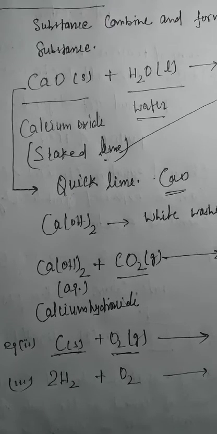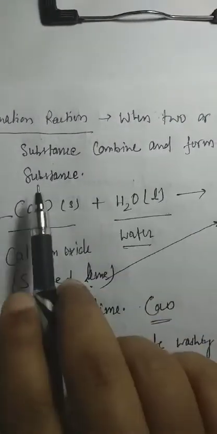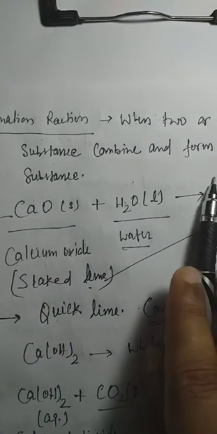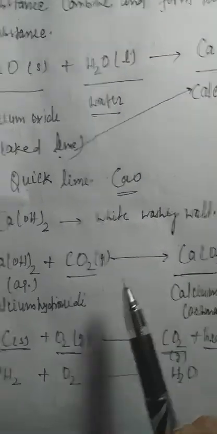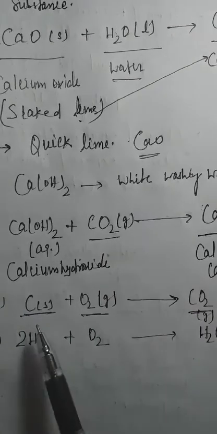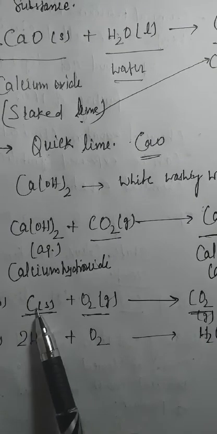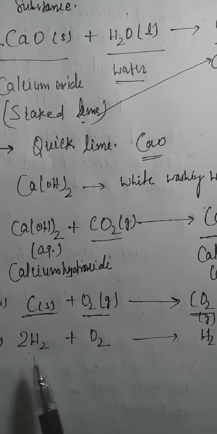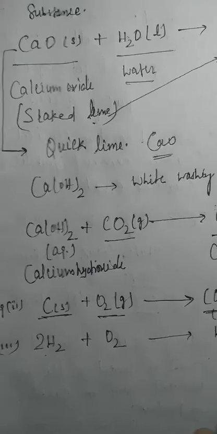So what we are watching in this combination reaction is that when two or more substances combine to form a new substance, two different substances form a new compound. Another example we have is calcium carbonate. How do we get it? Calcium hydroxide reacts with carbon dioxide. Next is carbon reacting with oxygen to form carbon dioxide, the burning of coal. The last example is two times hydrogen reacting with oxygen to form water, so we may say formation of water.